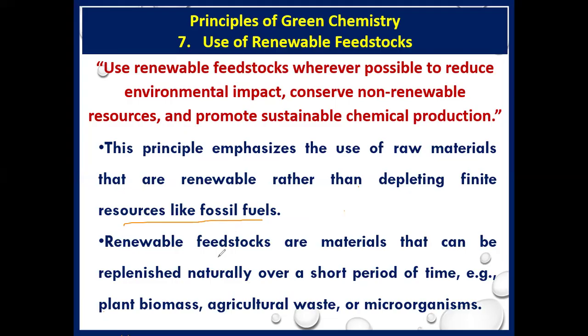Secondly, the renewable feedstocks are the materials that can be replenished naturally over a short period of time. Example, plant biomass, agricultural waste, and the microorganisms. That means what are the renewable feedstocks? These are the materials which can be generated in the nature by itself. For example, plant materials, agricultural waste, microorganisms, etc. So these are the renewable feedstock which can be used in the chemical processes to save the environment.